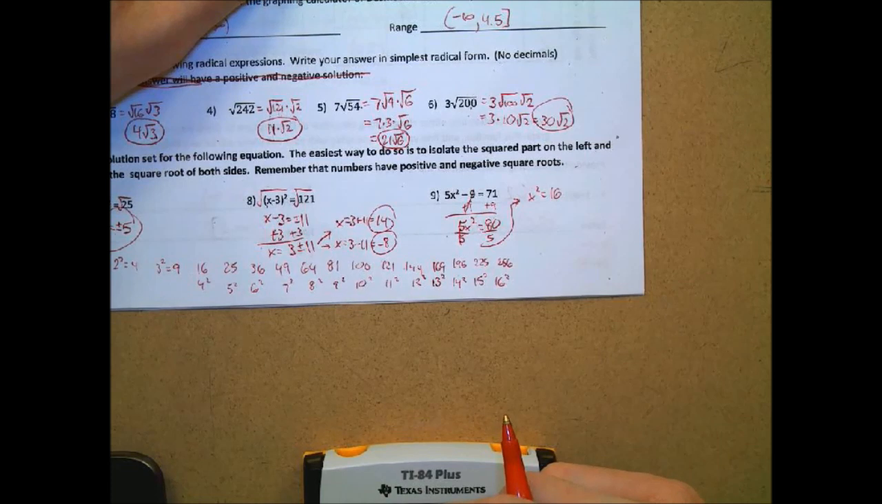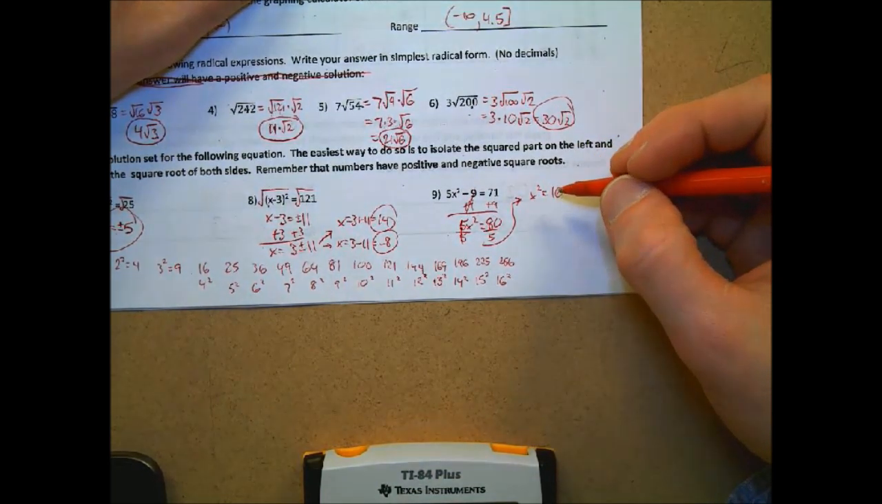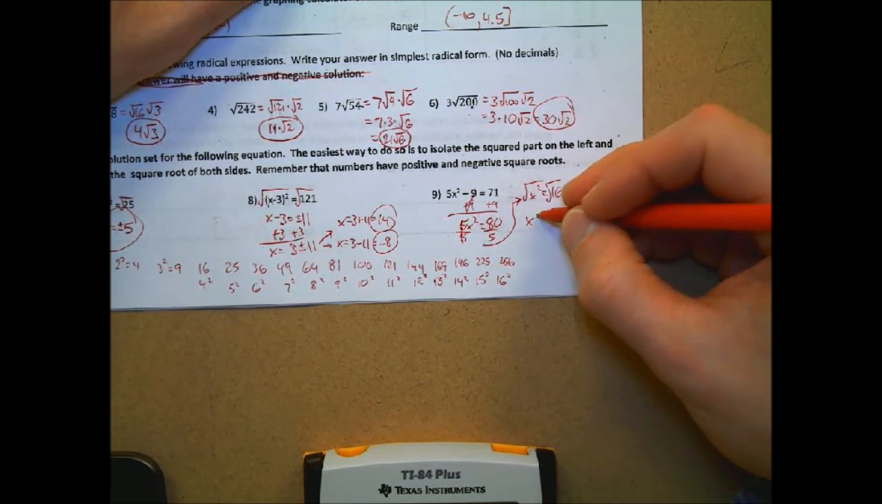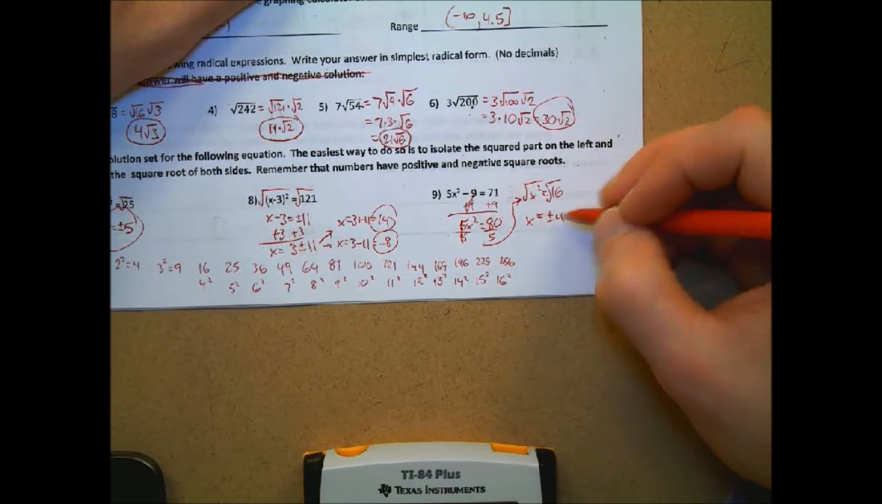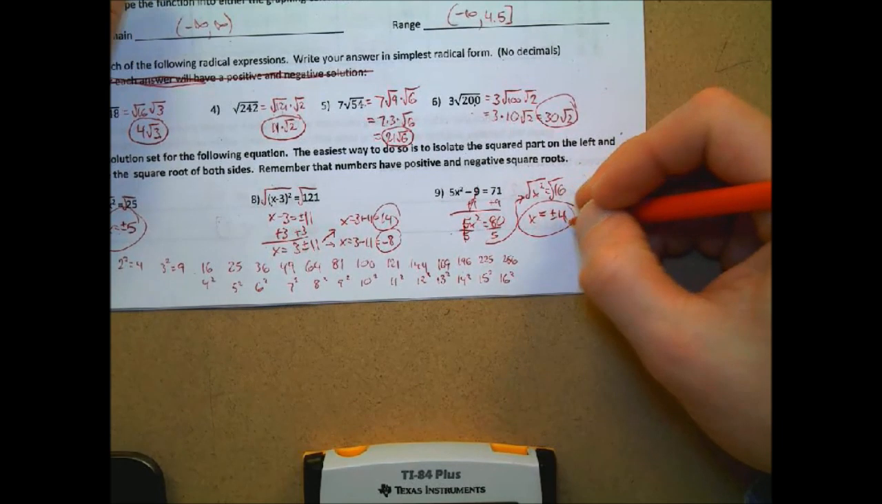Cameron, finish it off for us. What do we do? Wouldn't the square root of 16 just be... Yes. So, but because we're in an equation, it should be x equals plus or minus 4. Okay, so there are your two solutions. Okay? Questions on any of that?